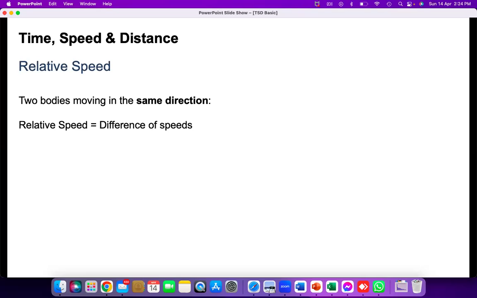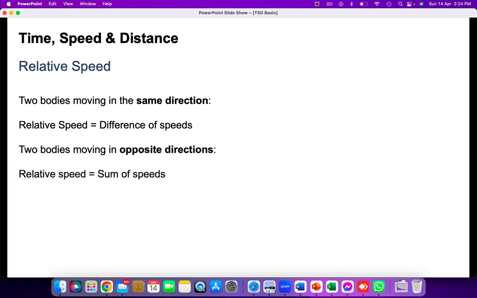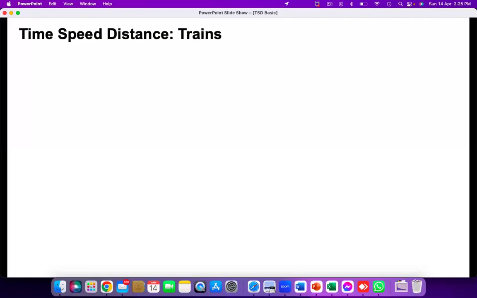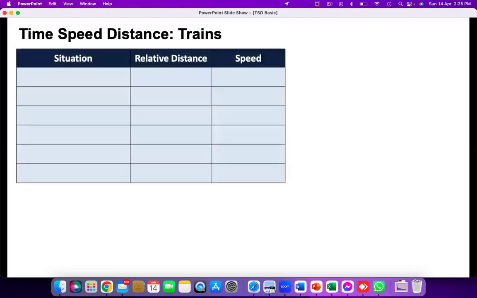Now, if they are moving in opposite direction, then it is always sum of speeds. If two bodies are moving in opposite direction, then relative speed is equal to sum of speeds. Now, let's go through trains case. Can you repeat the previous concept again? Yes, if motion is in same direction, then relative speed is difference of speeds. If motion is in opposite direction, then relative speed is sum of speeds. Understood?